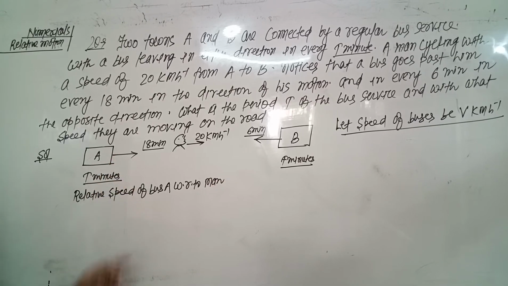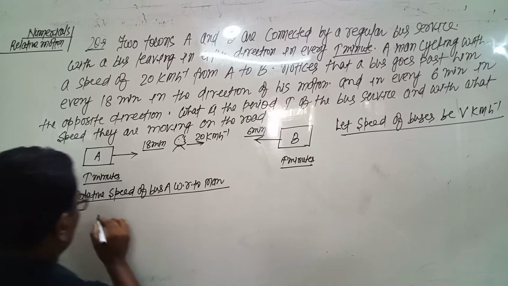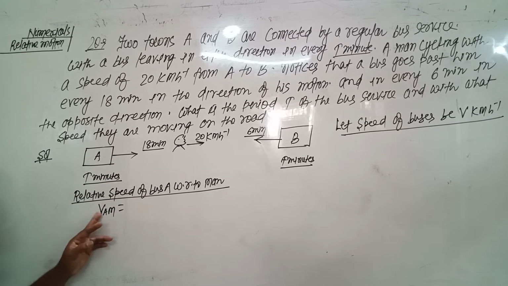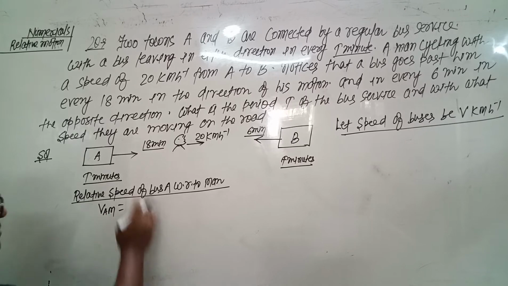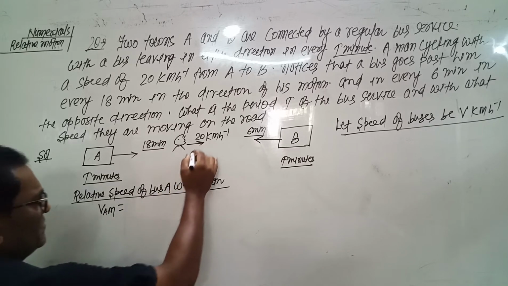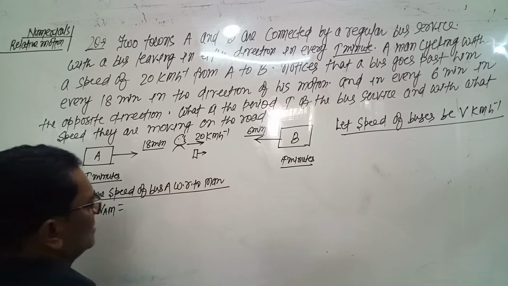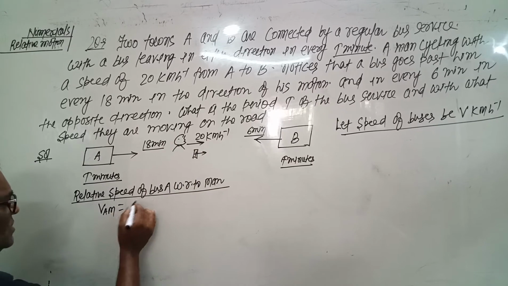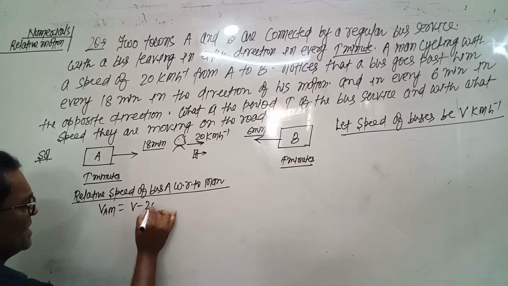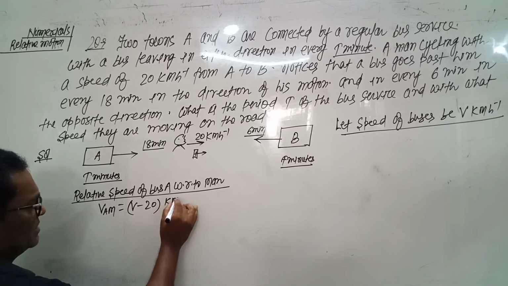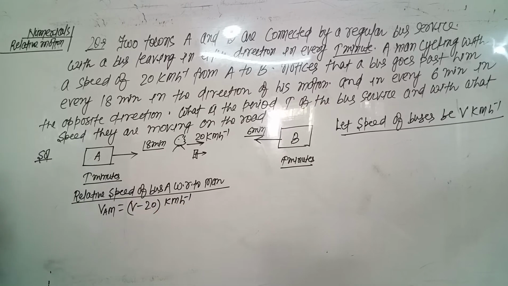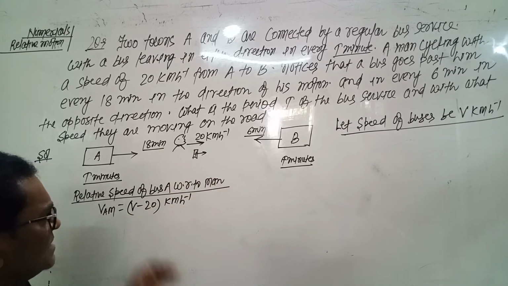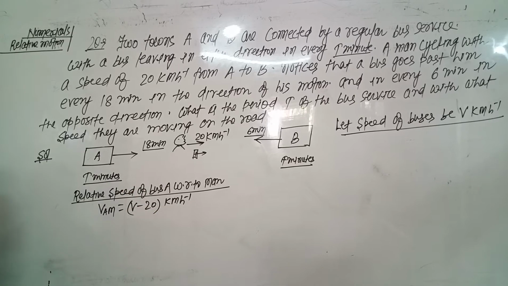Relative speed of bus A with respect to the man, and both are in the same direction. If we take the positive direction towards the right, then its relative speed will become v minus 20 km per hour, and in every 18 minutes, a bus crosses the man in the same direction, in the direction of its motion.